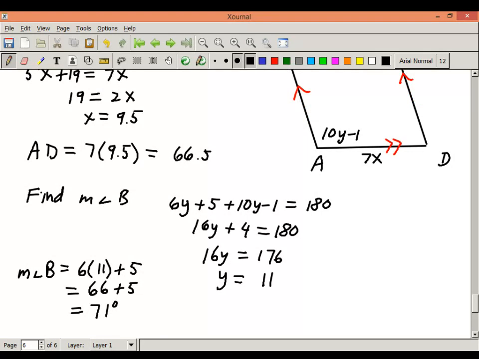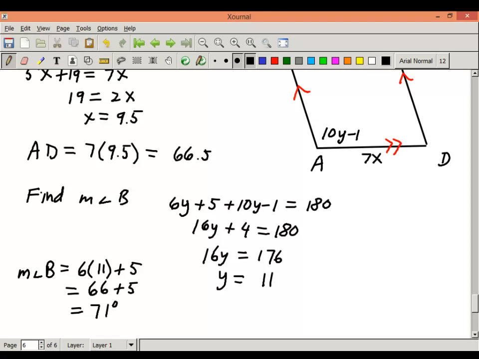Okay, let me summarize a little bit. We had a lot to cover today. A parallelogram is just a quadrilateral with two pairs of parallel sides. And then we had 4 theorems about parallelograms that we need to remember. The first one was that opposite sides of a parallelogram are congruent. Both pairs of opposite sides are congruent.